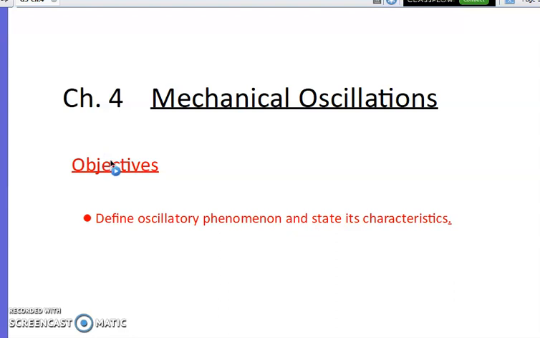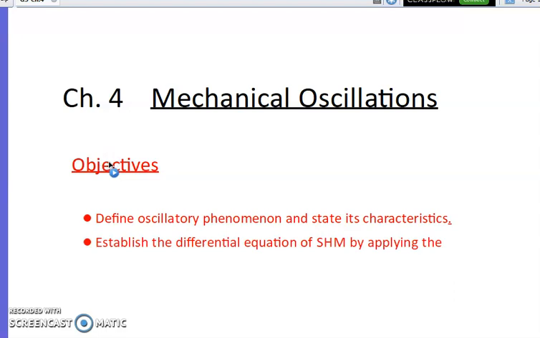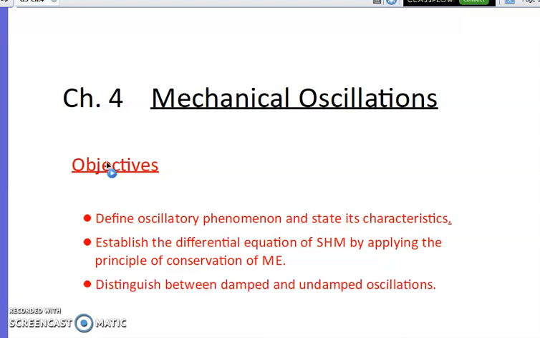Now, the first objective: define oscillatory phenomenon and state its characteristics. The second objective: establish the differential equation of simple harmonic motion by applying the principle of conservation of mechanical energy. Distinguish between damped and undamped oscillations. Identify the driven oscillations. Okay? So let's start with the first objective.